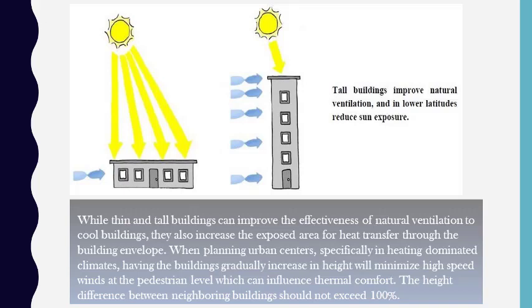They also increase the exposed area for heat transfer through the building envelope. When planning urban centers, specifically in heating-dominated climates, having the buildings gradually increase in height will minimize high-speed wind at the pedestrian level, which can influence thermal comfort. The height difference between neighboring buildings should not exceed 100%.